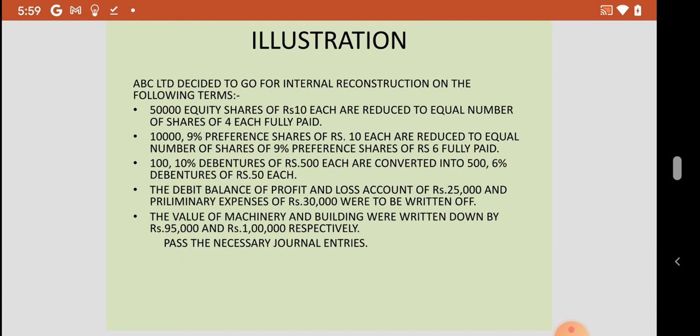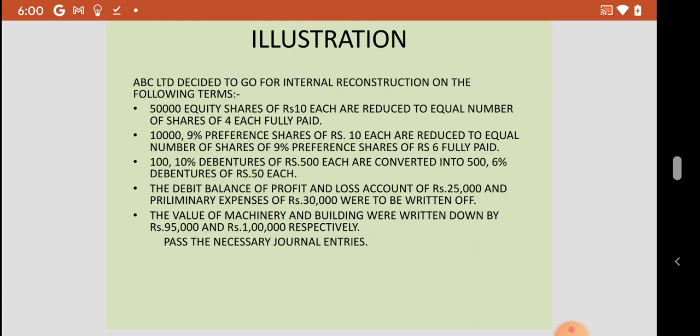Let us have a look at these first three adjustments and then we'll go to the solution. Firstly, we have 50,000 shares of rupees 10 each, which are reduced to an equal number of shares of 4 each fully paid. Here the number of equity shares hasn't been changed, but only the amount from 10 fully paid has been reduced to rupees 4, so it has been reduced by rupees 6.